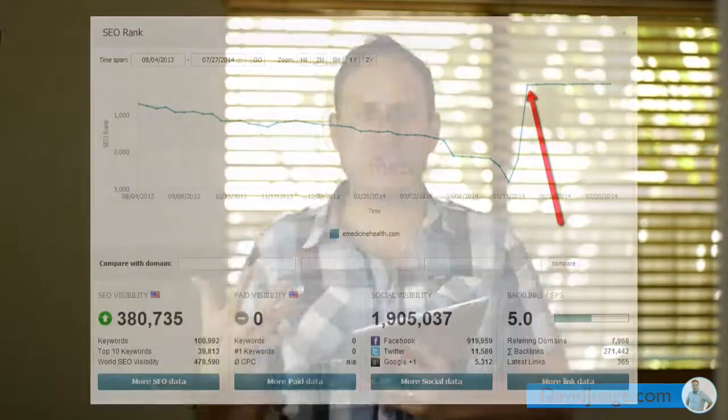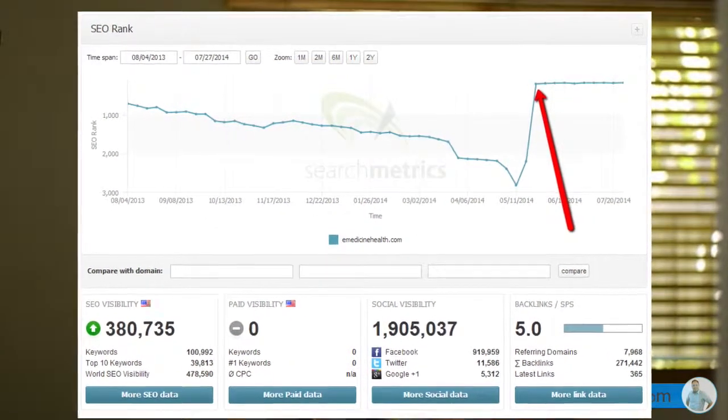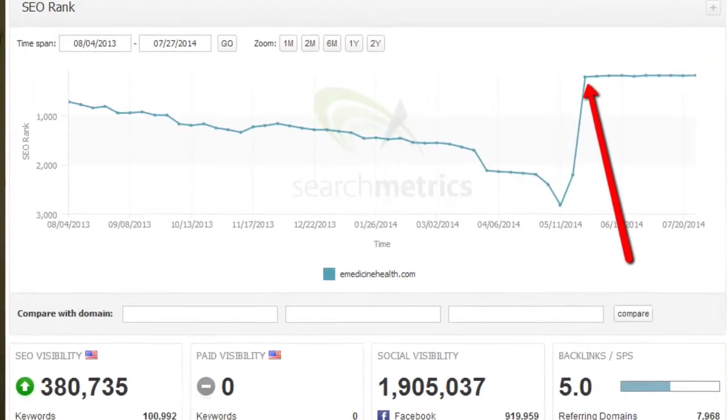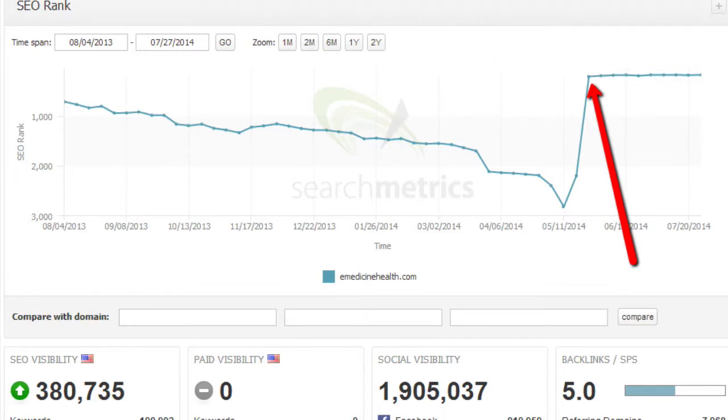Now, if we have a look in Searchmetrics, you can actually see the dramatic increase of what happened with eMedicine Health around the 25th of May 2014. This is due to Google making an update, with supporting content as one of the main components of the update they made. And that's actually boosted up their visibility in the search engines dramatically. I've been doing the research, and I could literally show you dozens of sites using the same principle, and I've used it for clients as well, that have increased by using supporting content as a part of the strategy.